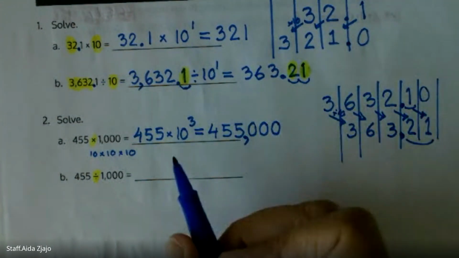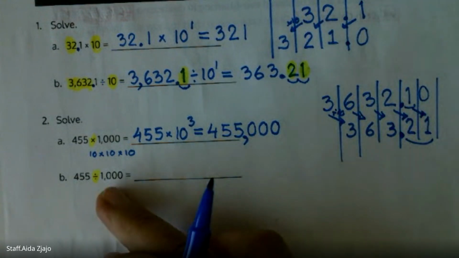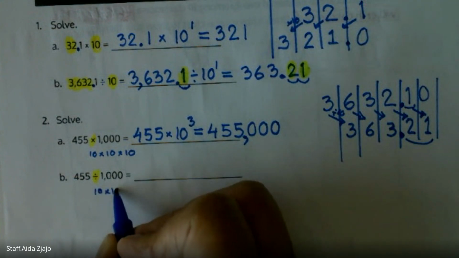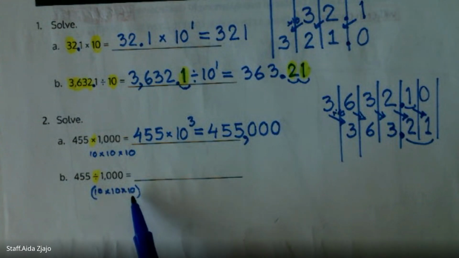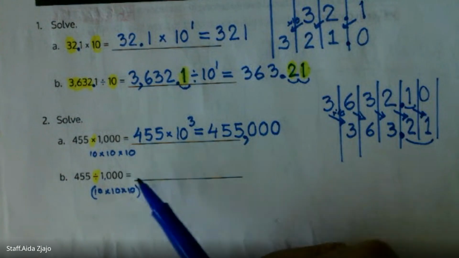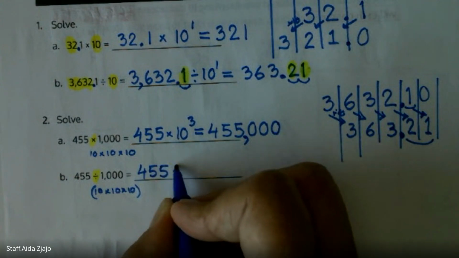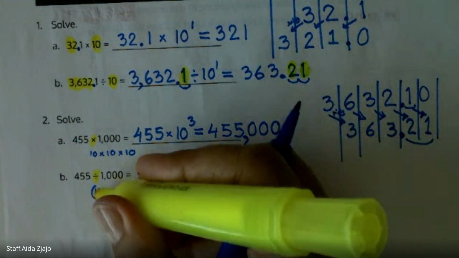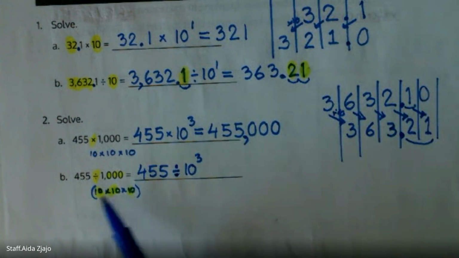Now that was when you multiply. When you divide, it's the same thing. This 455 will be shared into 1,000 pieces, because 10 times 10 times 10, it will be divided into 10, and again into 10, and again into 10. So it will be divided into 1,000 pieces. So 455 divided by 10 to the power of 3, because the 3 means 3 zeros, represents 1,000.